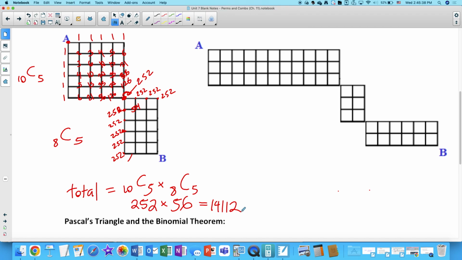Okay? If we were to do this one, right? If you think about the first grid, let's say we're going A to C, C to D, D to B.